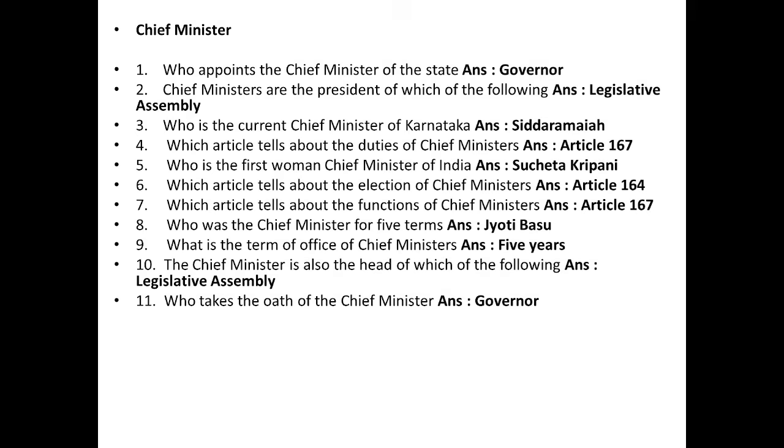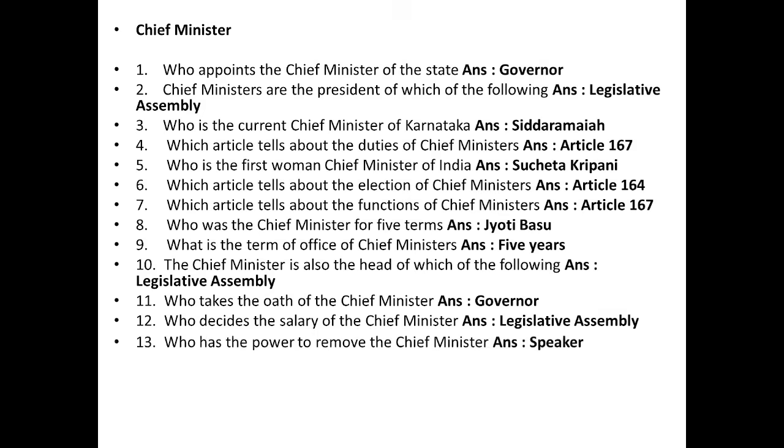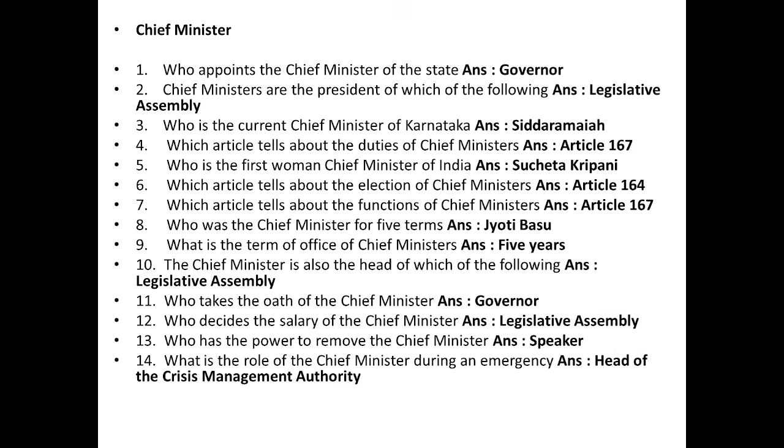The Chief Minister is also the head of which of the following? Legislative Assembly. Who takes the oath of the Chief Minister? Governor. Who decides the salary of the Chief Minister? Legislative Assembly. Who has the power to remove the Chief Minister? Speaker. What is the role of the Chief Minister during the emergency period? Head of the Crisis Management Authority.